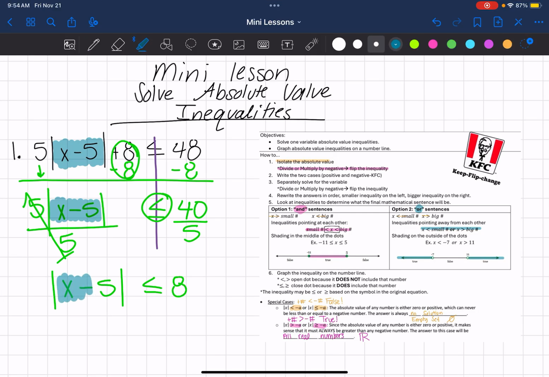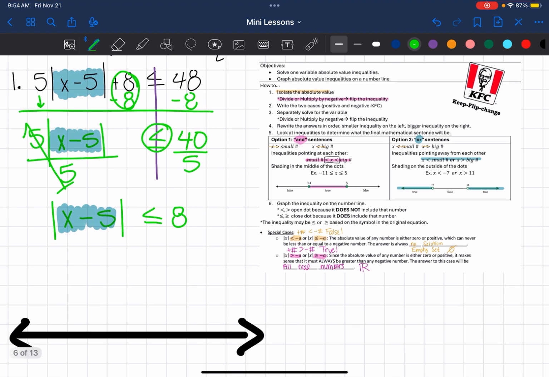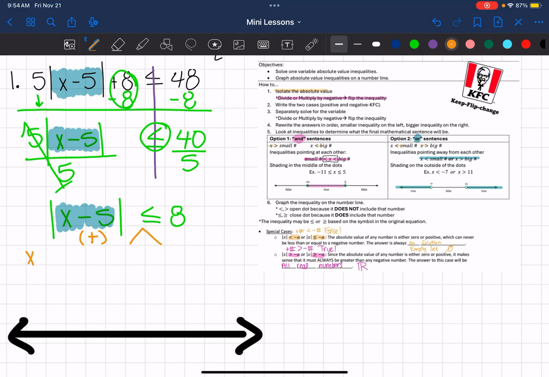Now, here, notice our absolute value is finally isolated on this side of our inequality. There's nothing in front, there's nothing behind it, so this is where we can split our question into the two cases. So for the two cases here, we are going to have our positive case, which essentially means it's going to stay the exact same, just no more absolute value. So we have x minus 5 less than or equal to 8.